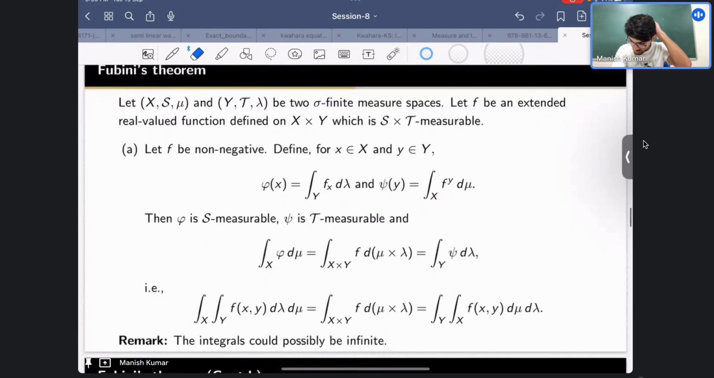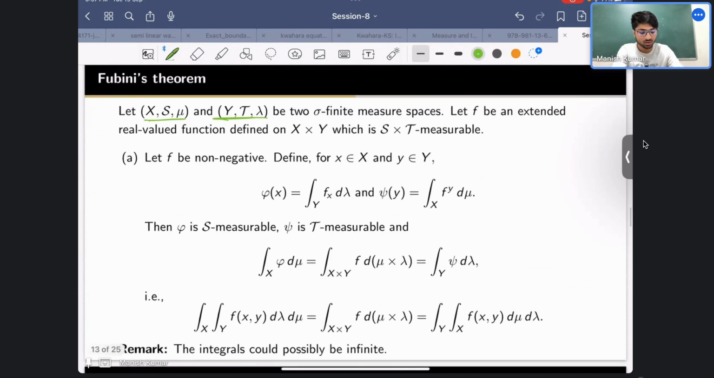Okay, so now let's move to the Fubini theorem. It seems to be very complicated, but it's not. For use, you can just remember 2-3 things. Suppose you have two different measure spaces, X with S and mu, and Y with T and lambda. Suppose f is a real valued or extended real valued function defined on X cross Y, so it is a function of two variables, and it is S cross T measurable. So since this is S cross T measurable, this integration makes sense.